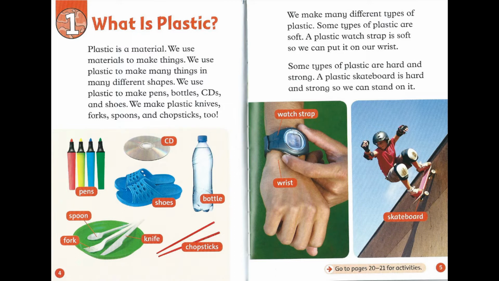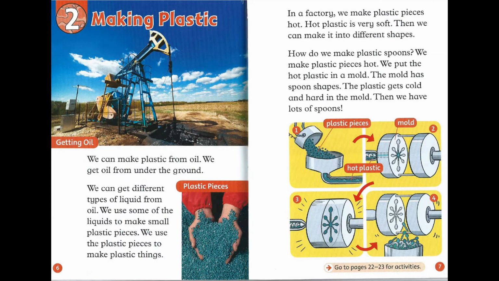Chapter 2. Making plastic. We can make plastic from oil. We get oil from under the ground. We can get different types of liquid from oil. We use some of the liquids to make small plastic pieces. We use the plastic pieces to make plastic things.